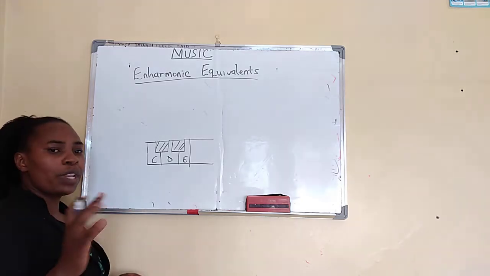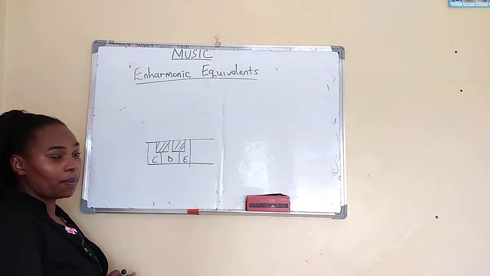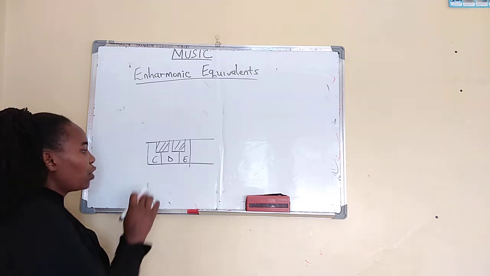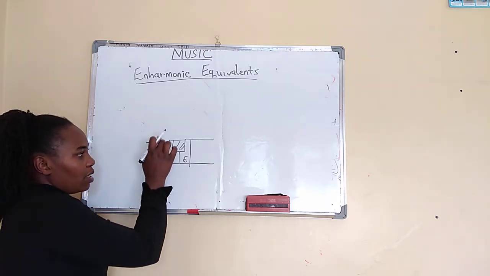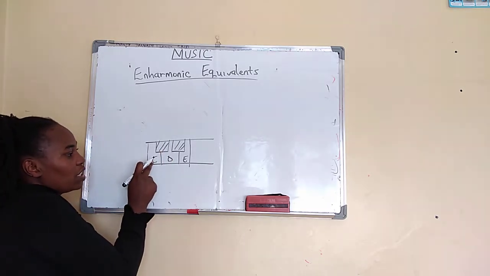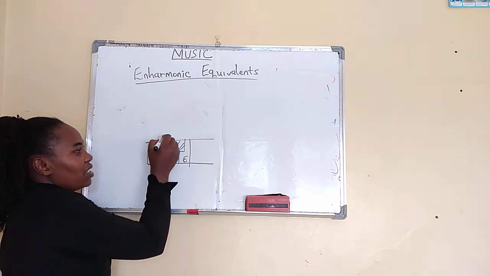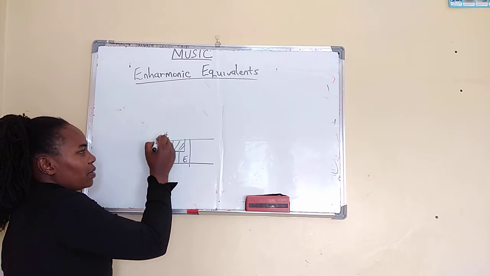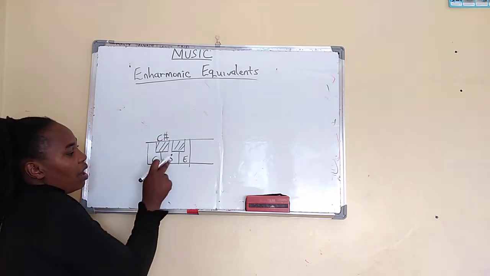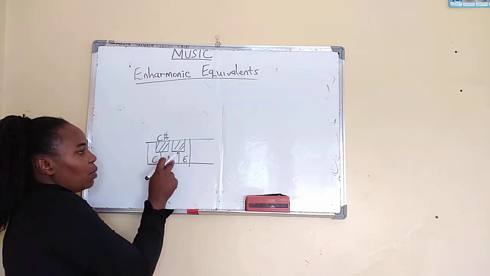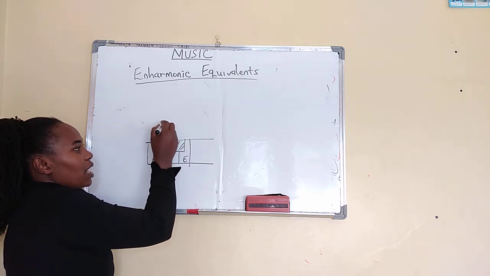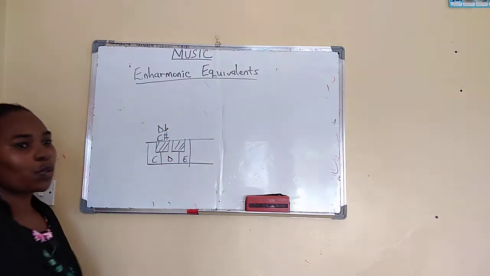Now, we named the keyboard using sharps and flats. We said for you to name the black note here, you stand here, you raise this by a semitone and it becomes C sharp. When I come here, I lower this one by a semitone, it will become D flat.